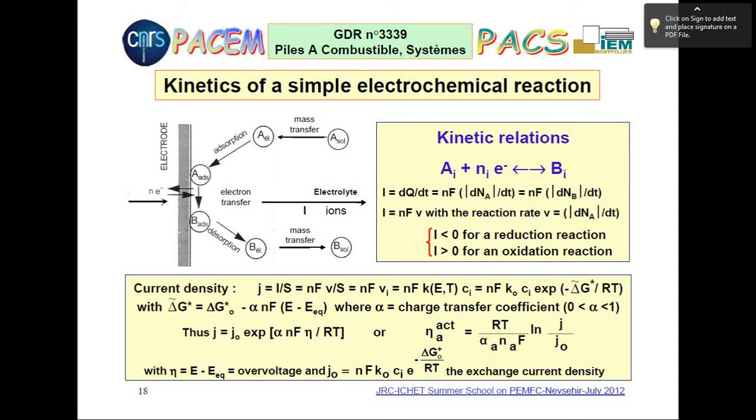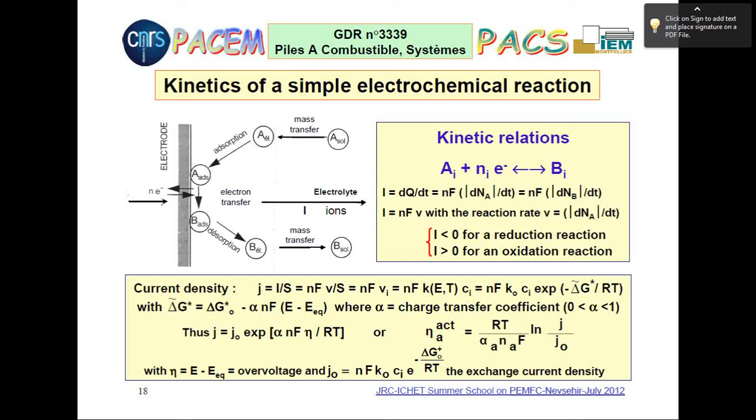This term, energy of activation. The star means it is the activated state, the complex activated state, and tilde means it is a variable which depends on the electrical potential. It is called the electrochemical Gibbs energy. And this one can be written as a function of the chemical Gibbs energy, minus or plus one fraction alpha of the electrical energy.